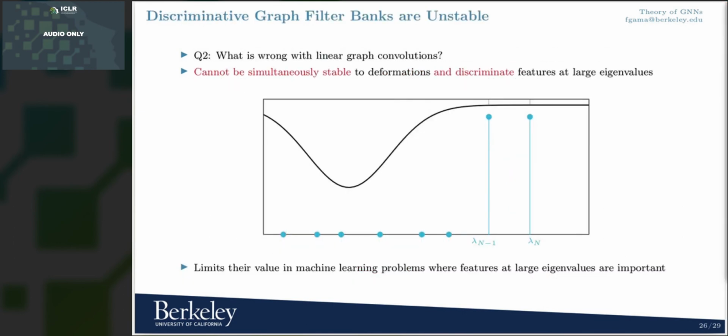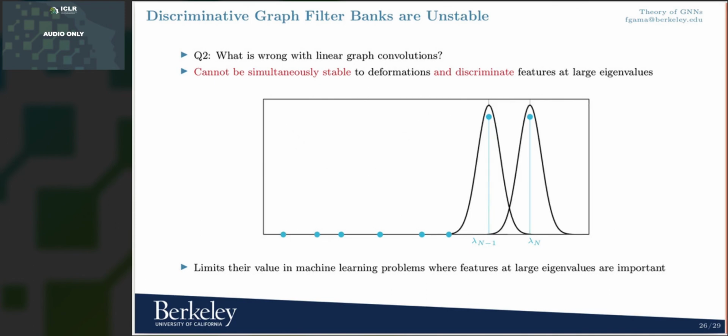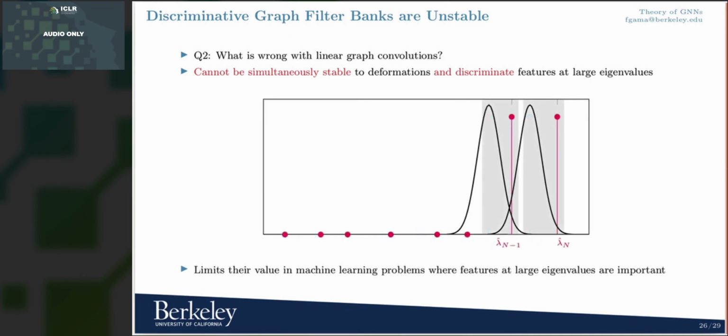The problem with linear graph convolutions is that they cannot be simultaneously stable to deformations and discriminate features at large eigenvalues. Integral Lipschitz filters are stable because they are wide for large eigenvalues, which are the ones that tend to move a lot. But this means that if we want to separate between frequency content located at eigenvalues that have a large value, then we do not need a filter that is flat for this part of the spectrum, but actually filters that can be narrow enough to separate one eigenvalue from the other one. But if the graph changes, even if it changes slightly, then the eigenvalues fall outside the filter's passband and thus the output becomes 0. So, in summary, linear graph filters cannot be simultaneously stable to deformations and discriminate features at large eigenvalues. This limits their value in machine learning problems where features at large eigenvalues are important.